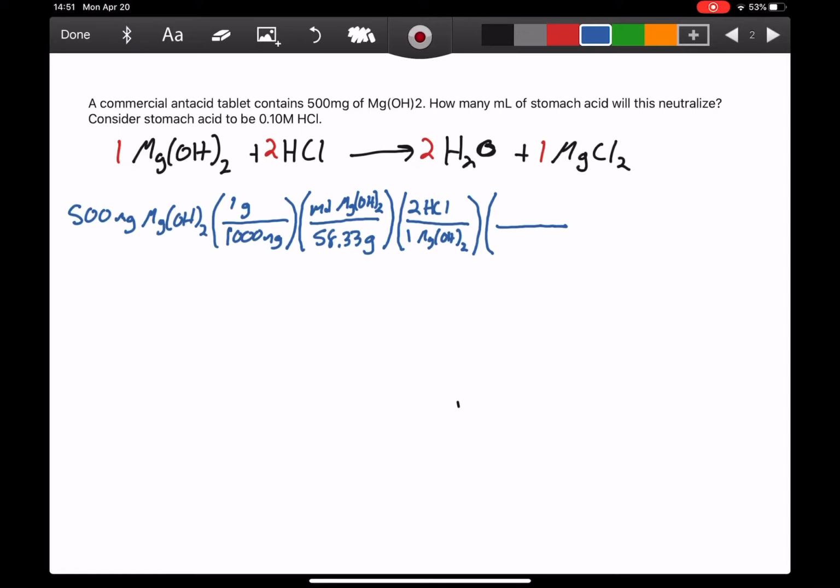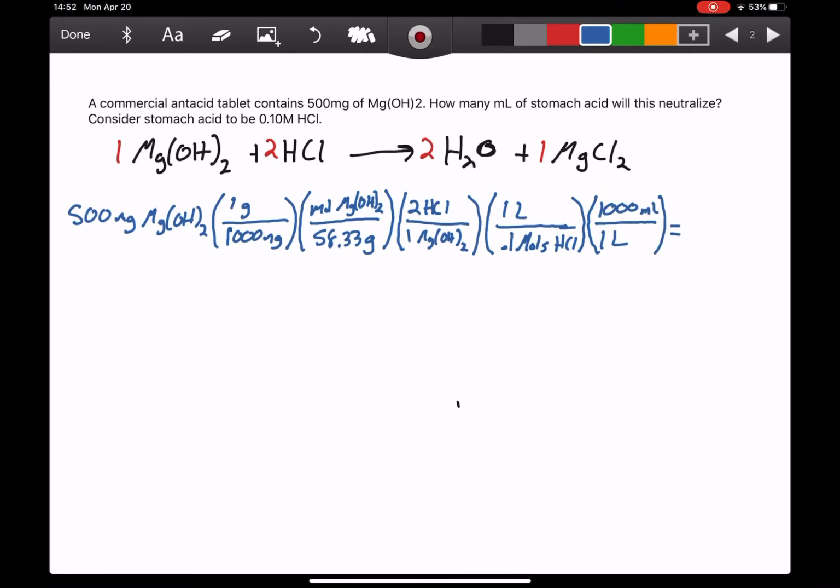Next step is to go from moles of hydrochloric acid to volume. We're able to do this because we are given the molarity of the hydrochloric acid, which is going to be moles per liter. So the molarity of hydrochloric acid is 0.1 moles per 1 liter, and that is of HCl. Last step is going to put it into milliliters because that is what we are asked to find. 1 liter is equal to 1,000 milliliters.